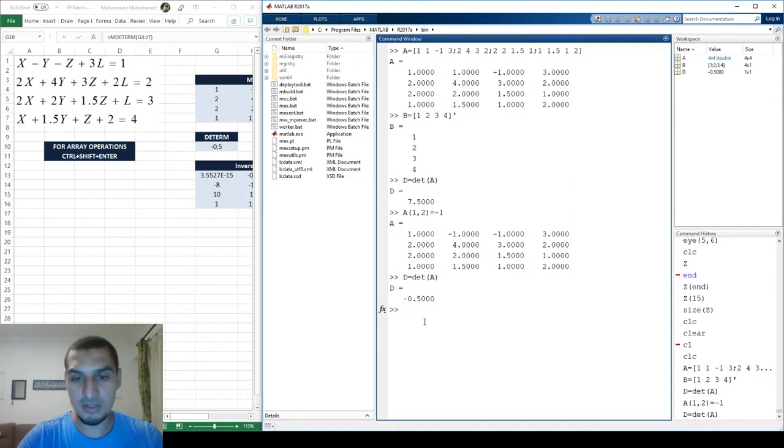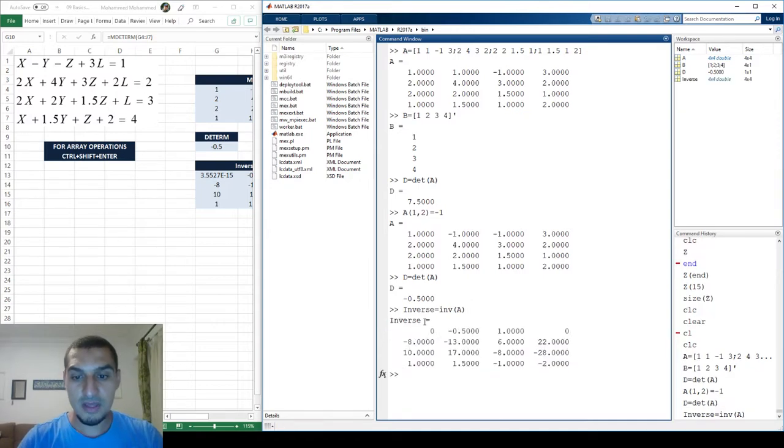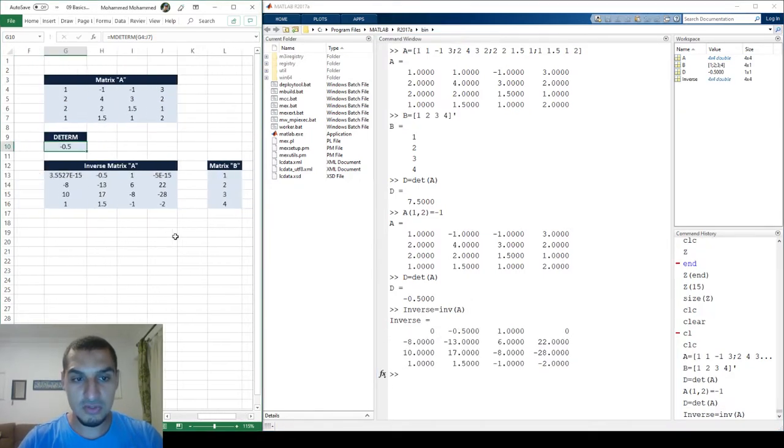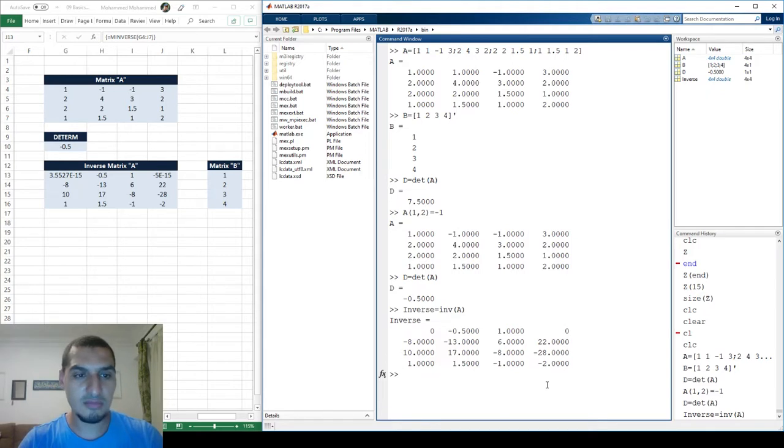best part. If you want to get the inverse, I call it inverse, which is inv of A. And that's it. So it should be the same values. This is 0 and this is 0. So these two are zeros, -0.51. It's almost exactly the same values actually.